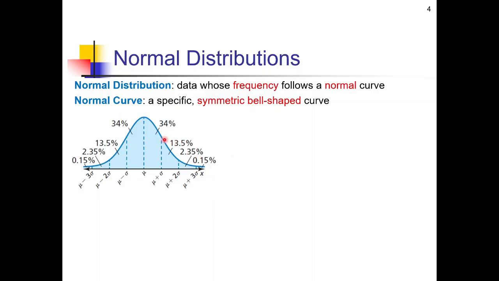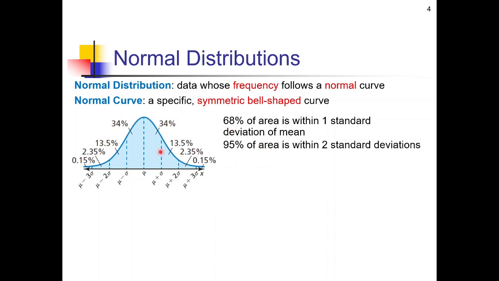Because we are symmetric here and it's 34% on each side, that means there is 68% of your area within one standard deviation of the mean. And moving out a little further, 13.5 and 13.5, that's an extra 27% you're picking up. So that's 95% of your area within two standard deviations.